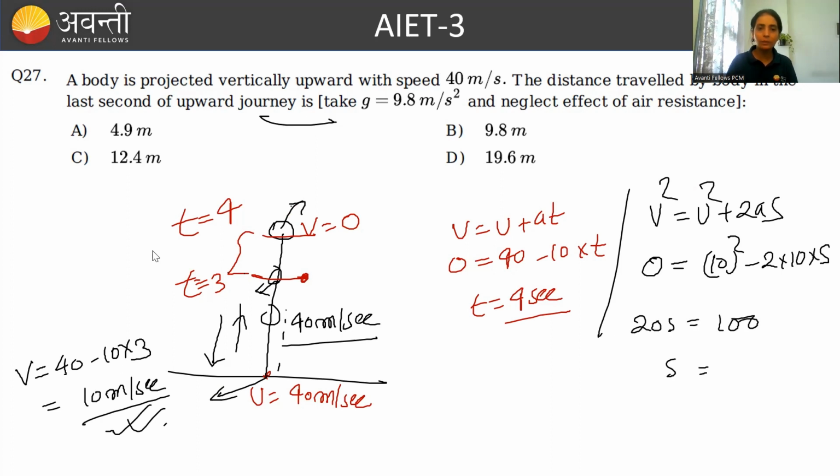S equal to how much? 5 meter. So I took g equal to 10, that is why 5 meter. If I take g equal to 9.8, I will get 4.9, close to 5, right? So answer will be what? Answer will be A. Okay.